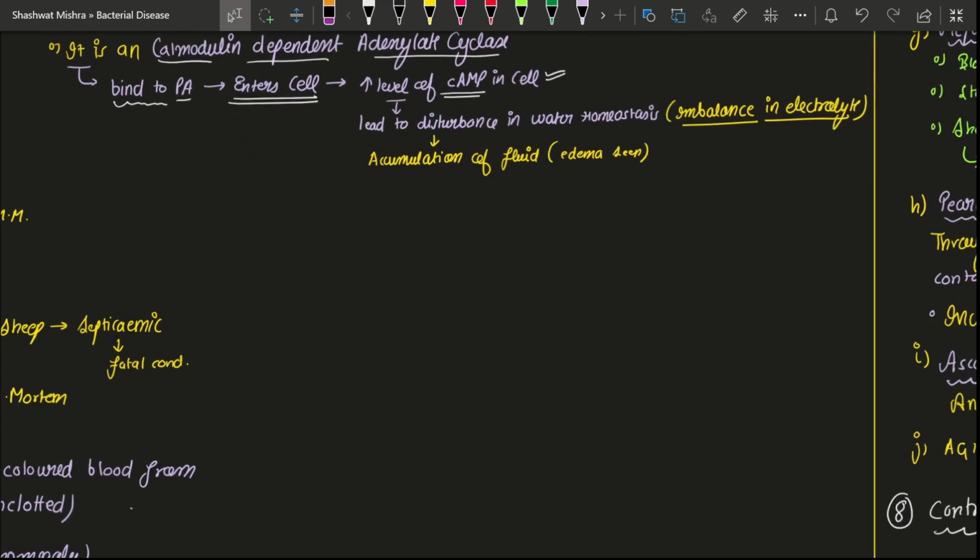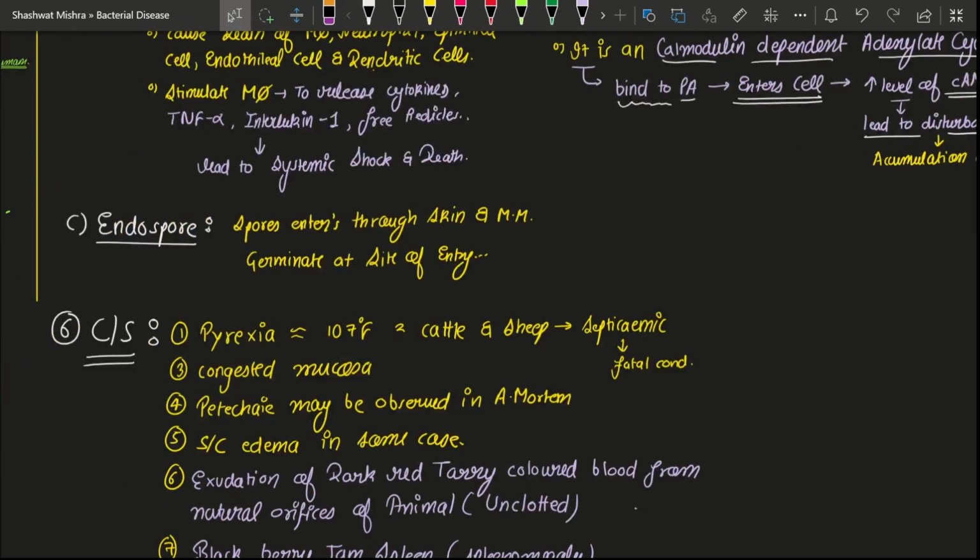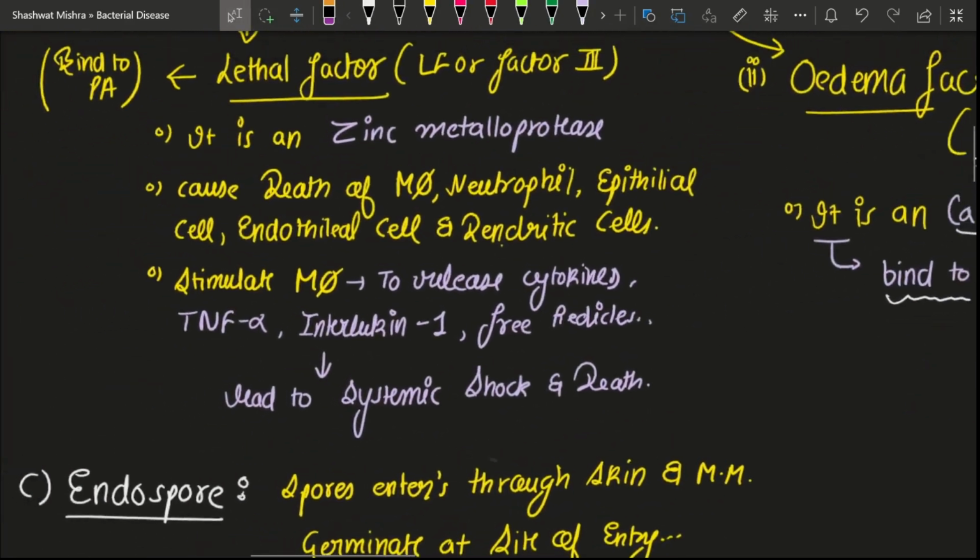So whenever there is an increase in the level of cAMP, it will lead to the disturbance of the water homeostasis, right? When the level of cAMP increases inside the cell due to the edema factor, it will lead to a disturbance in the water homeostasis, or an imbalance in the electrolyte level inside the cells. It will lead to the accumulation of fluid inside the cells, and it will lead ultimately to edema, right?